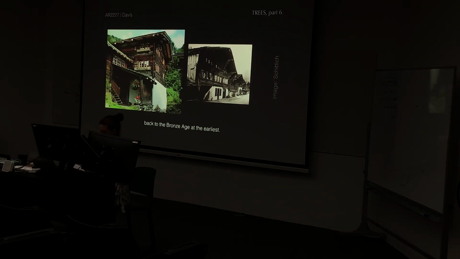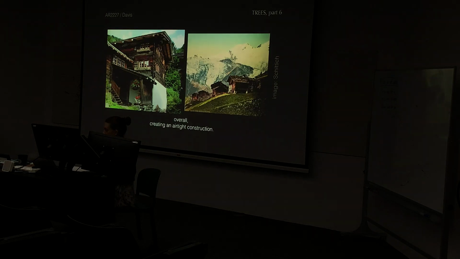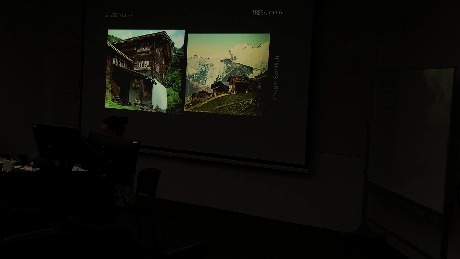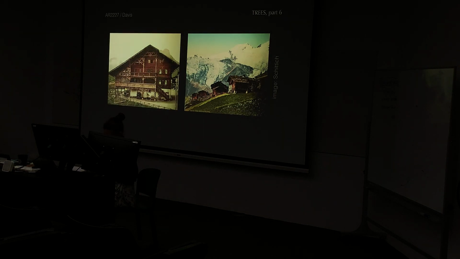the earliest. In these solid-looking buildings, logs that are usually hewed from larch wood are horizontally layered, with notches close to their ends that interlock with each other. Moss was used to fill the gaps in joints, overall creating an airtight construction. These buildings were built to last, and some in the central Schweiz region are still in existence today that were built in the 12th century.